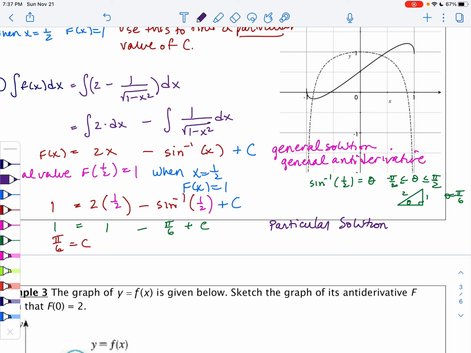which is the solution to the initial value problem, is big F of x is going to equal 2x minus inverse sine of x. And instead of using plus c, we use plus pi over 6. And that's going to be our answer. Okay.